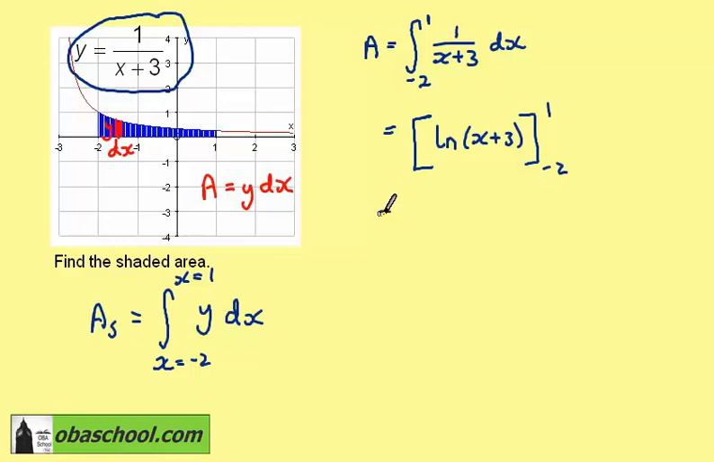Substituting in, we get log of 1 plus 3, which is 4, take away log of -2 plus 3, which is 1. Log 1 we know is 0, and therefore the area is log 4.